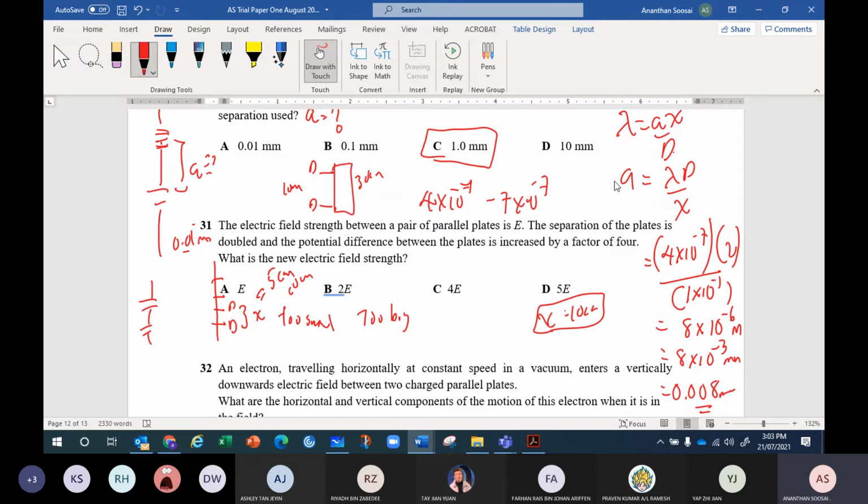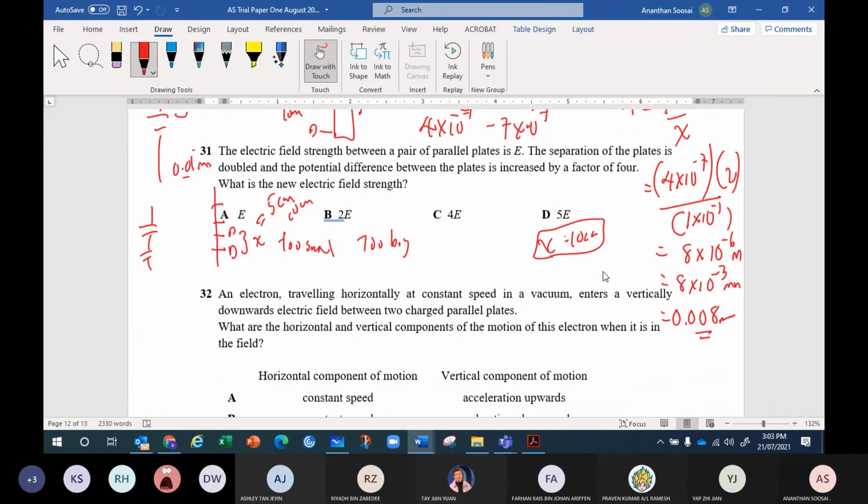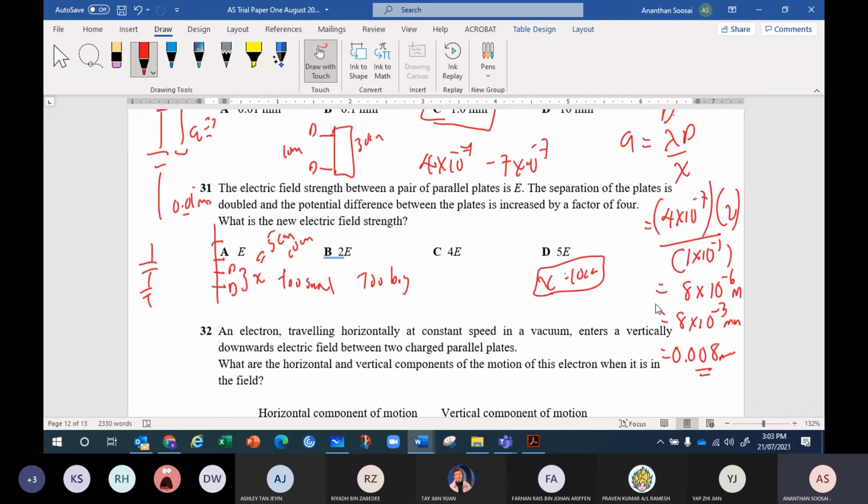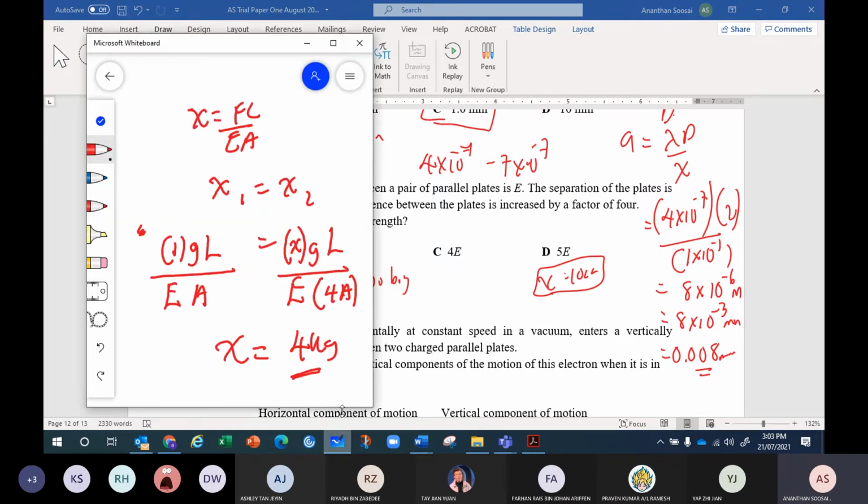If you put a as 1 mm, what do you get for x? We put a as 1 mm. Okay, so let's say I could use the whiteboard.